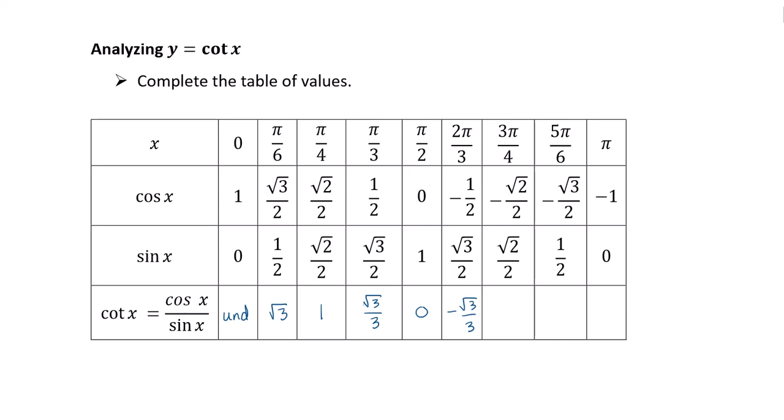Here I have negative square root 2 over 2 divided by a positive square root of 2 over 2. That gives me a negative 1. And next, a negative square root 3 over 2 divided by a positive 1/2. That's going to give me a negative square root 3. And again, negative 1 divided by 0 is undefined, so we have another vertical asymptote there.